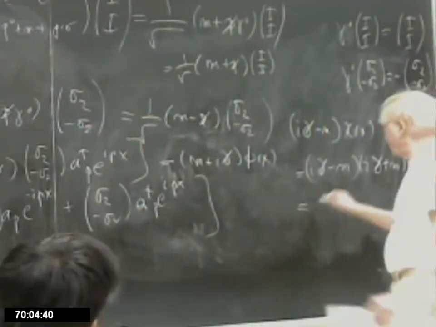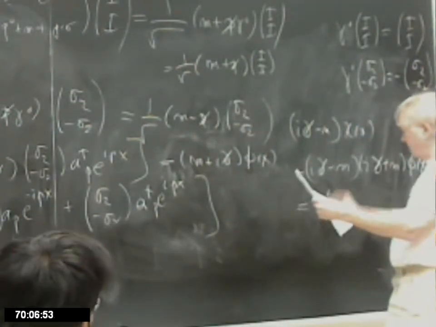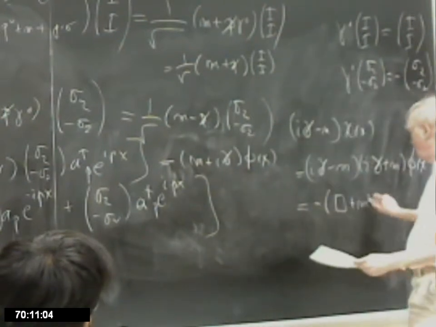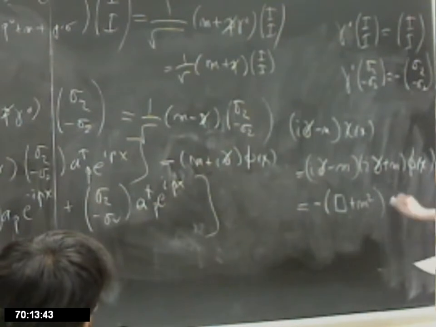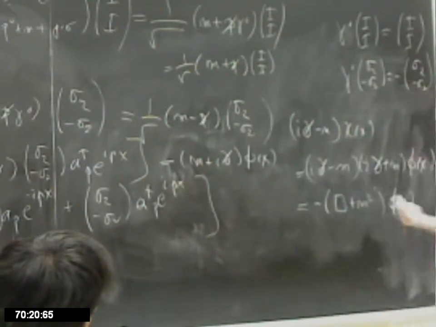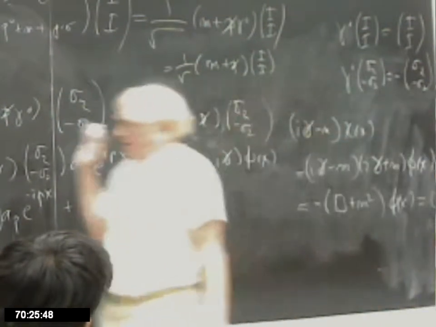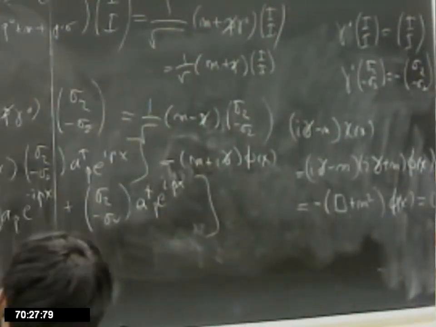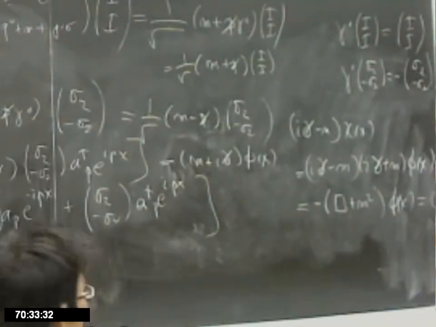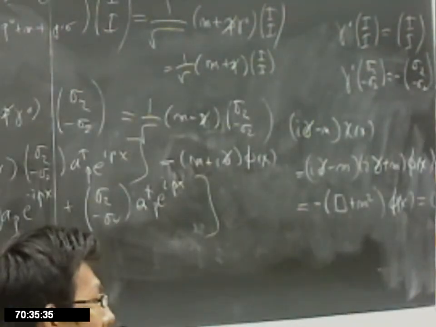In other words, when you write this out, this is simply minus box plus m squared phi of x; the details are in the notes explicitly. But phi depends on x only through p dot x, and so it automatically satisfies the Klein-Gordon equation. So by construction, the Majorana spinor satisfies the Dirac equation. Okay, so that was one piece of low-hanging fruit.